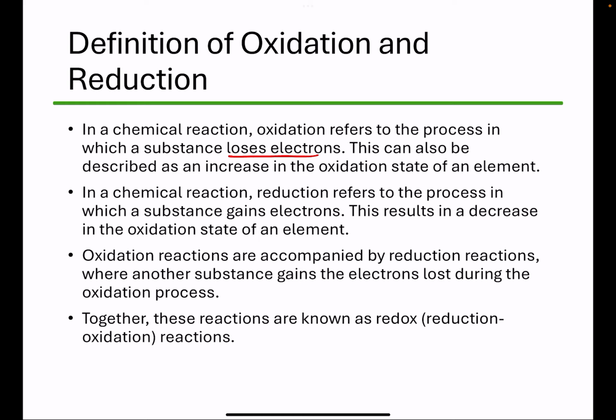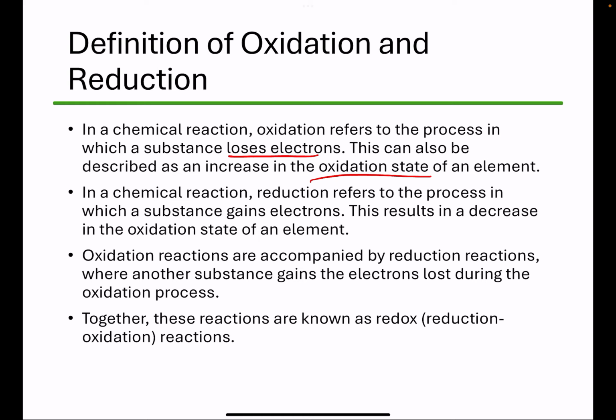Okay. So in a chemical reaction, oxidation refers to the process in which a substance loses electrons. This can also be described as an increase in oxidation state. In your last year's chemistry, a lot of people mentioned the oxidation state. There are only a few states for each of the elements. That's going to be the common state of losing electrons. So this element will tend to lose like 2 or 5. They generally only have like 2 or 3 states.